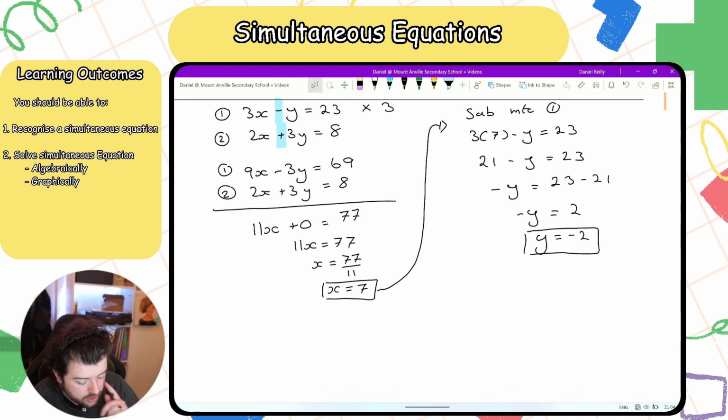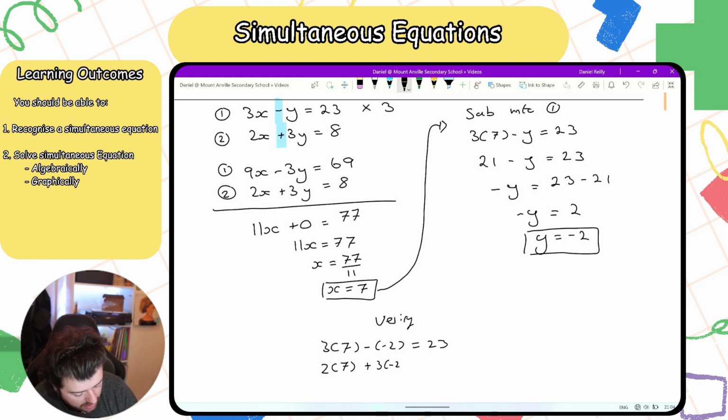And now let's just double check my solutions. So verify my solutions. I have 3 times 7 minus negative 2 equals 23. That's equation 1. And then equation 2, I have 2 times 7 plus 3 times minus 2 is equal to 8. So let's verify if these are true. 3 times 7 is 21. Minus negative 2. And minusing a negative number becomes a positive number. That is going to be equal to 23.